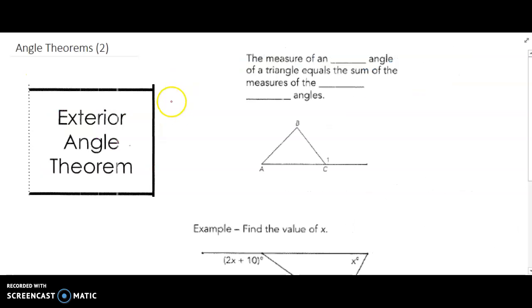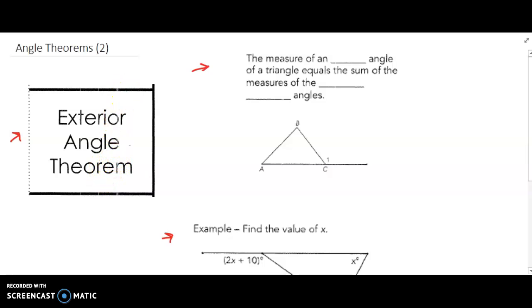All right, so the second theorem we're going to talk about is the exterior angle theorem. Now this is the middle flap of the three. And once again, this is on the left-hand side, this is on the right-hand side. Now the exterior angle theorem is important because without this theorem, a lot of times problems are impossible to solve, so you really have to know this theorem.